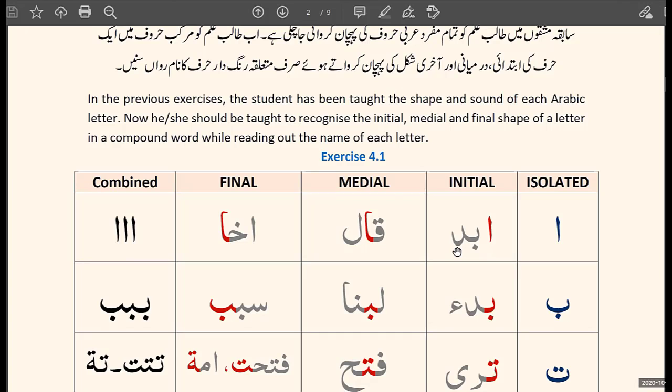So Dal, in this case, is a little turned upward. And if this is a Noon, then there would be a dot inside. Okay, this way, Alif, Ba, Dal. Yes. And next box.